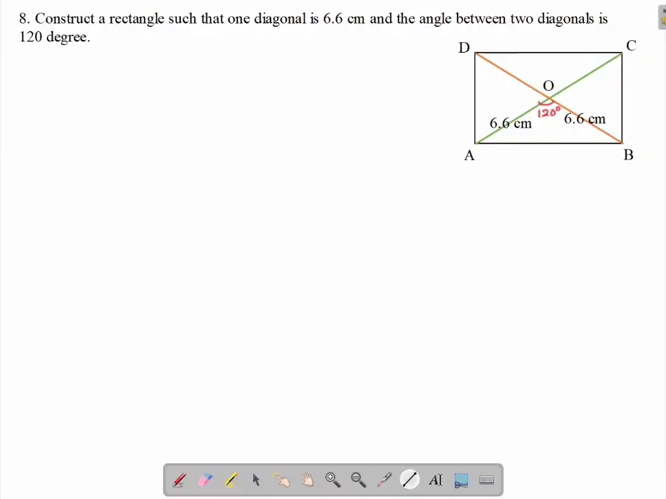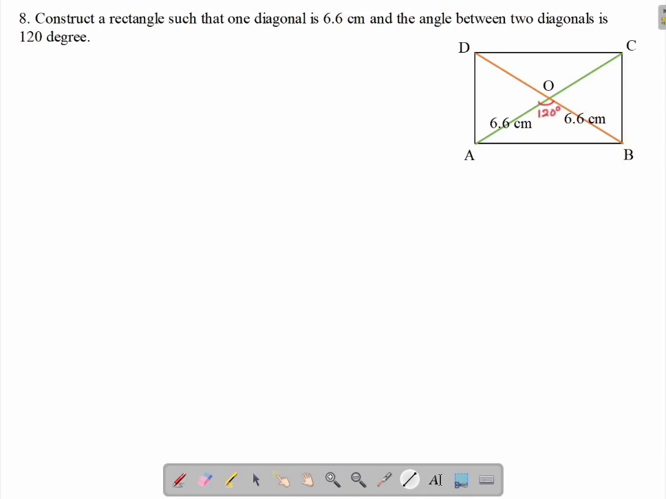Welcome, dear students. We have another construction waiting for us. So here is your first question for today. Construct a rectangle such that one diagonal is 6.6 centimeter and the angle between the two diagonals is 120 degree.